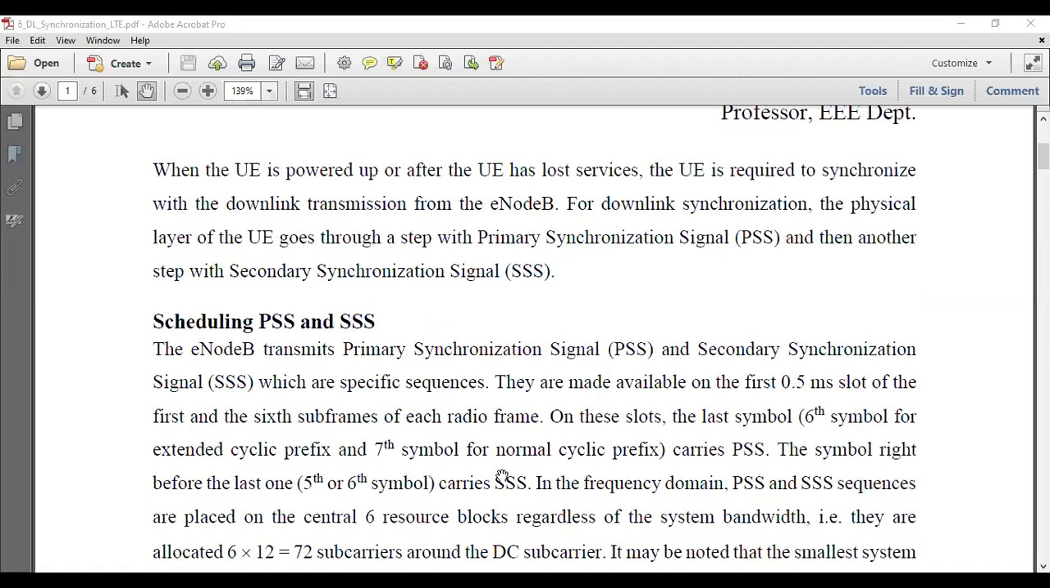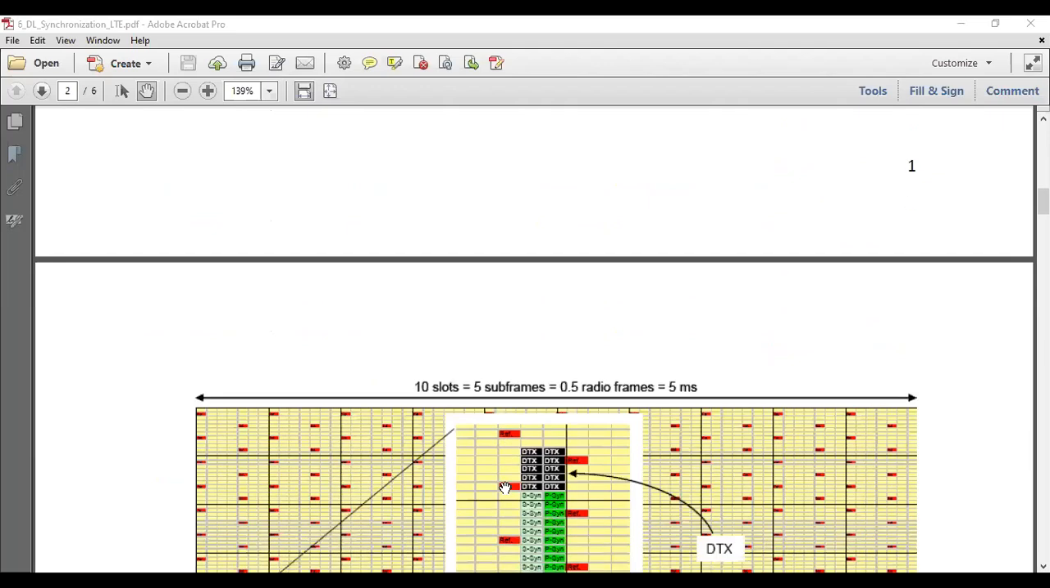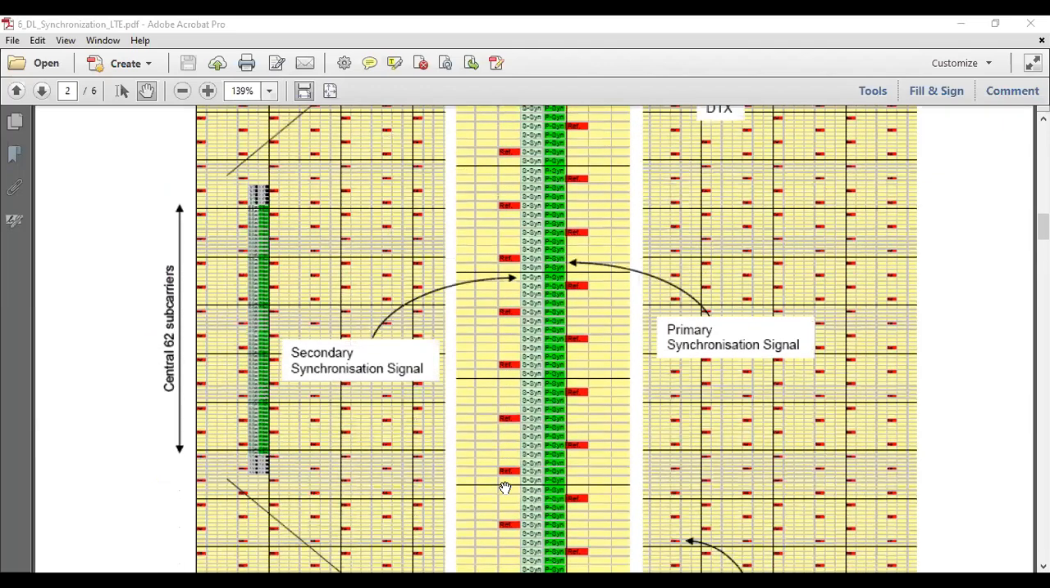Here also you use them in two different steps, PSS and SSS, but you don't need a third step. In CDMA, you had a third step where you used the C-PICH, but here you can complete everything in two steps. In the first step, you use PSS. In the second step, you use SSS. Now, they have particular positions in the time frequency grid, some fixed positions.